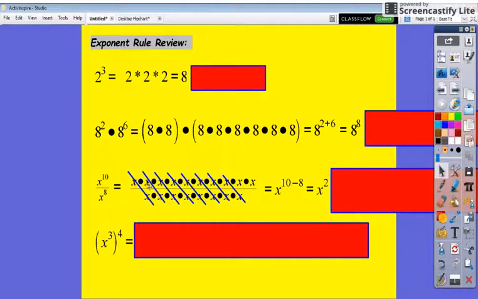So the exponent rule says if we have the same base, they're being divided, we can keep the base, we can subtract the exponents, leaving us with x squared.